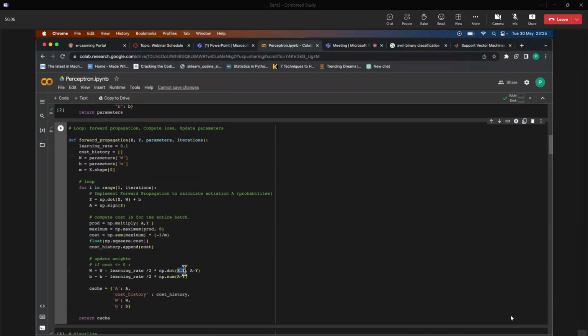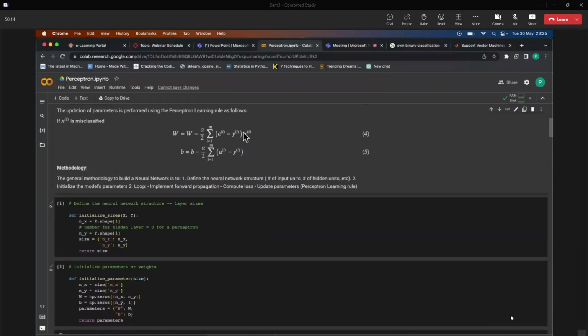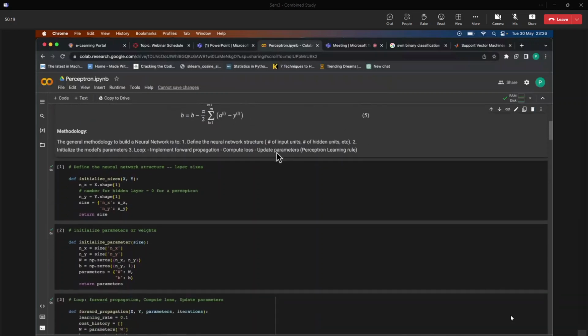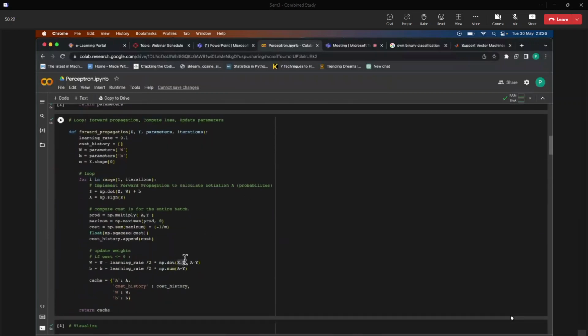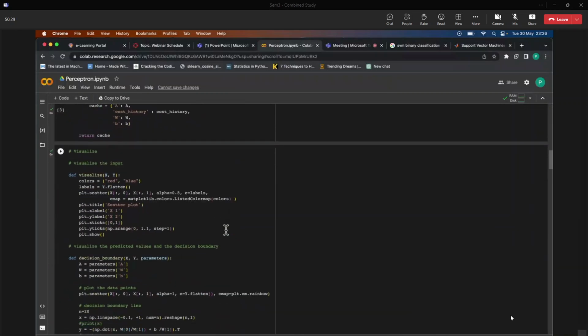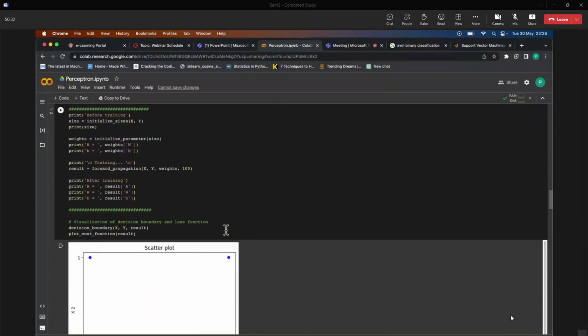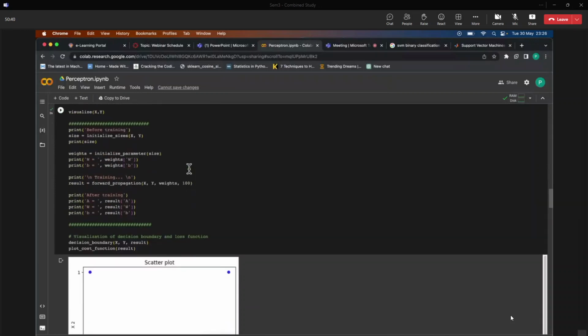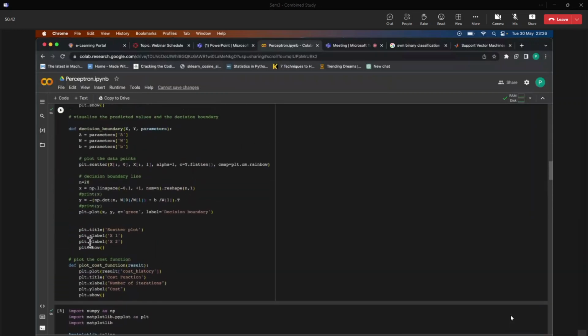So we know that .T is an inbuilt function for the transpose of any vector. This is the same term as this, X.T. You can write it here also, but we have written it here. Not a problem, because ultimately we are taking a dot product. So what we have here is forward propagation where we have x, y, and weights as the parameters and 100 iterations.